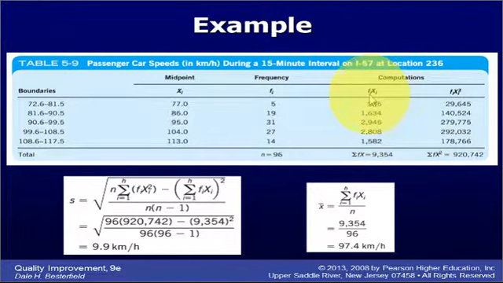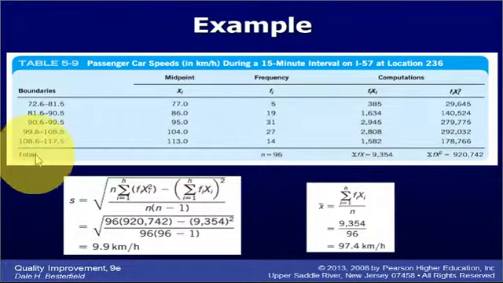So this column computes the Fi times Xi. You just use the value in this column times the value in this column. And this one computes the Fi times Xi squared. For example, the first one is computed by 5 times the square of 77. So it's the same as 5 times 77 times 77. And that gives us 29,645 here. You go on this way and then you find all the Fi times Xi squared.